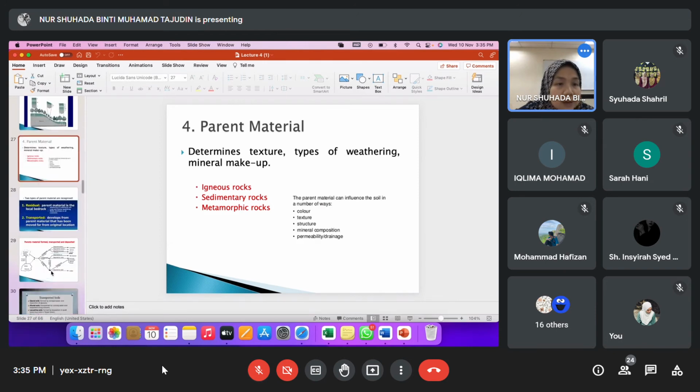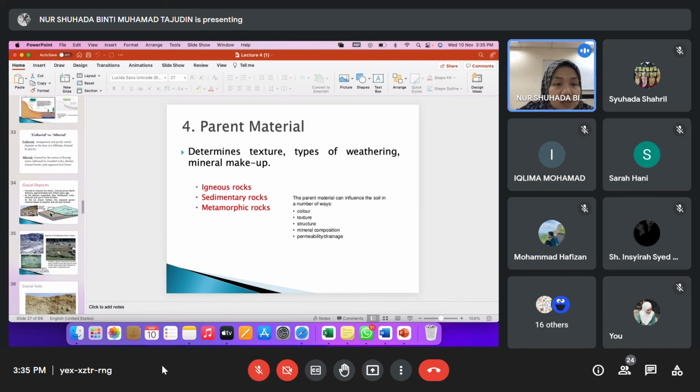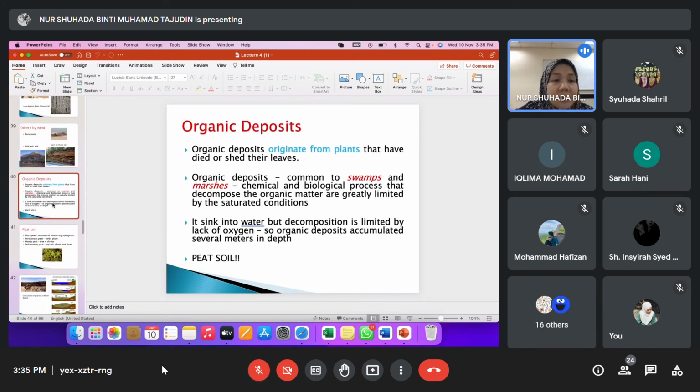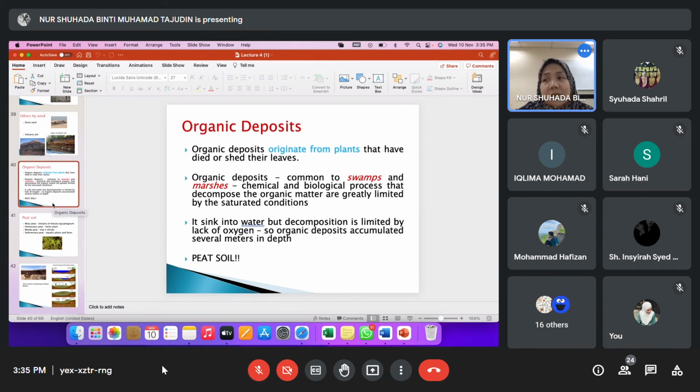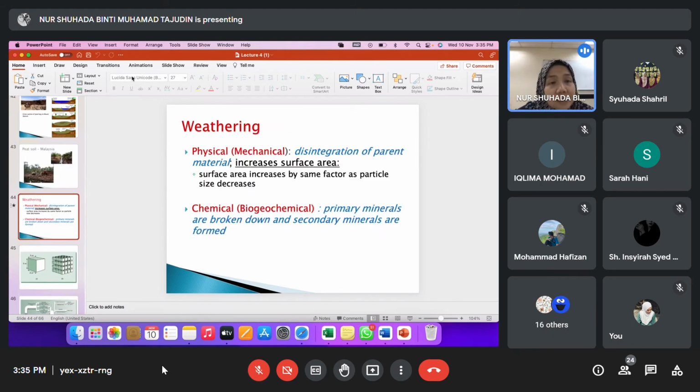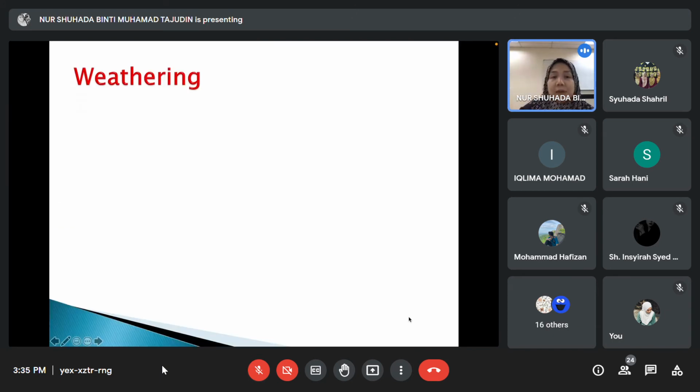You have types of parent materials, you have all this colluvium, alluvium, and also organic deposit. The parent, meaning that the parent is from how it is formed. Okay, origins of the plants. Then the last one is weathering. Weathering is under parent materials. This is the small subtopic of it.